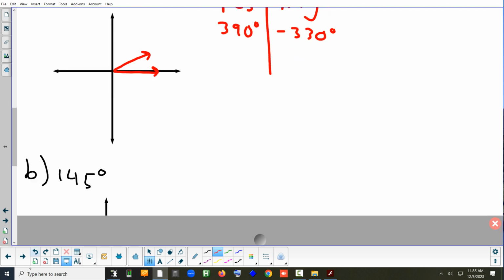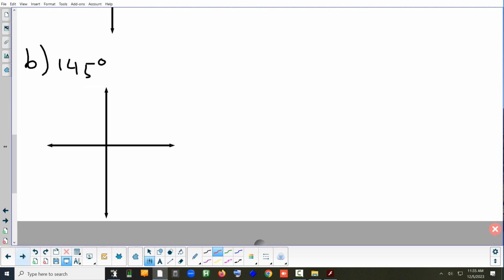Right, let's try 145. Okay, initial side, positive x-axis. What about the terminal side? Closer to y, right in the middle, or closer to x? Where's 145? Yeah, so because 2 halves is 180. What's it halfway around? Yeah, halfway is 180. So into quadrant 2, right in the center. Right in the center?